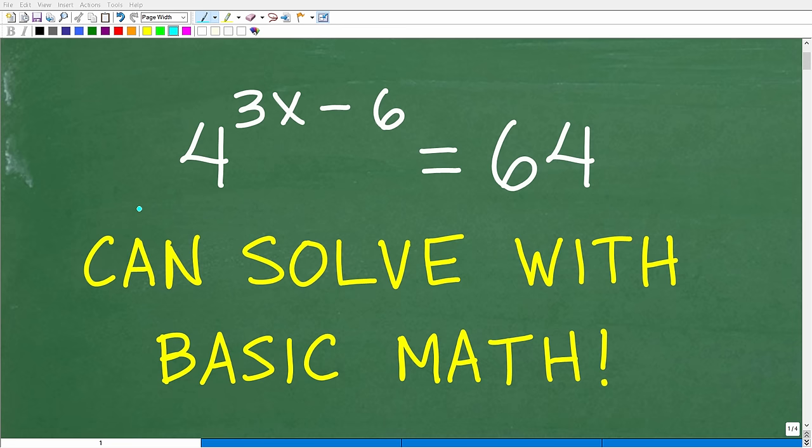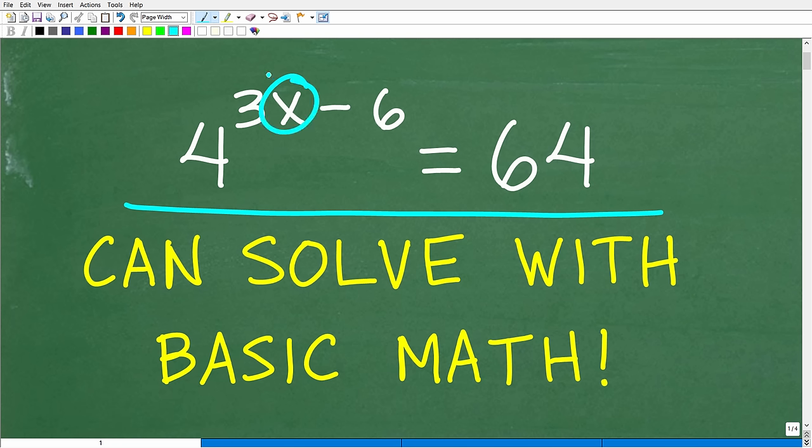Okay, so you don't have to be an expert in algebra in order to solve this equation. Let's take a look at the equation. We have 4 to the 3x minus 6 power is equal to 64, and we're looking to solve for the variable x. In other words, what number does x have to be equal to in order to make this equation true? In other words, the left-hand side value equal to the right-hand side value.